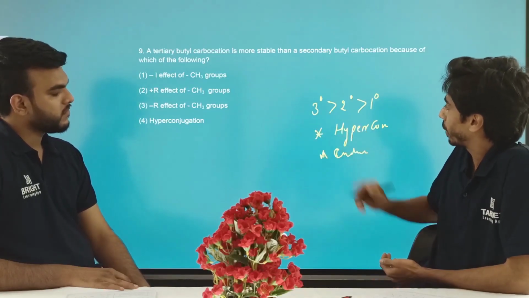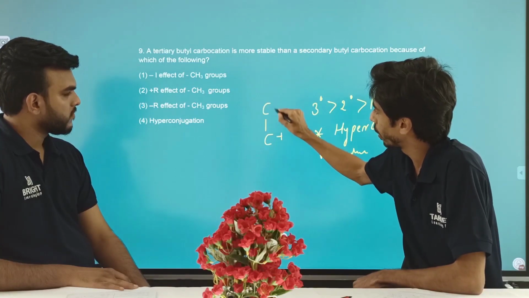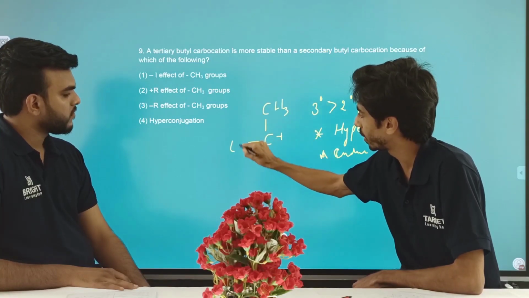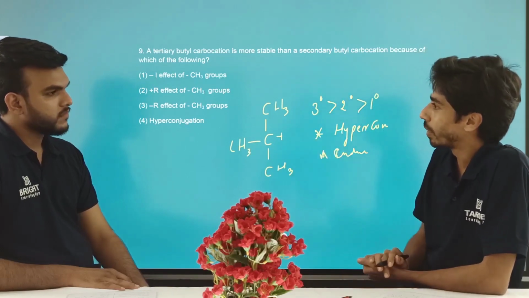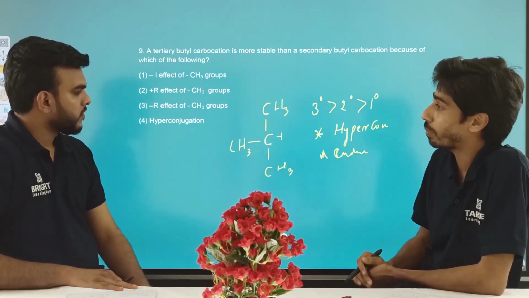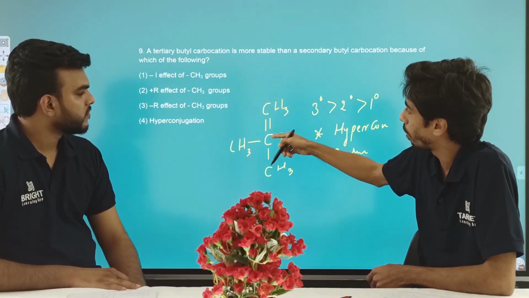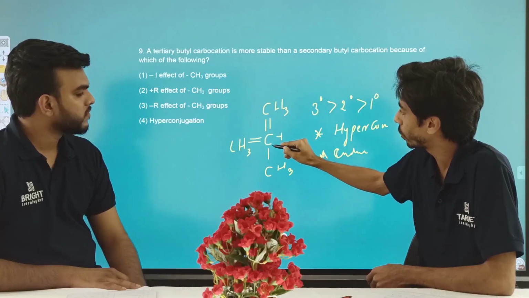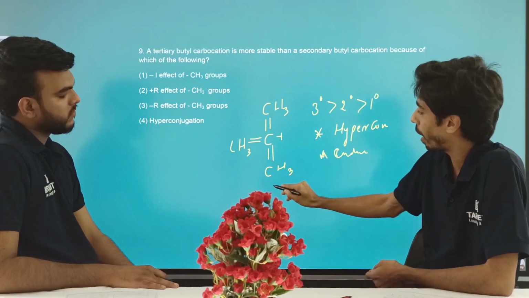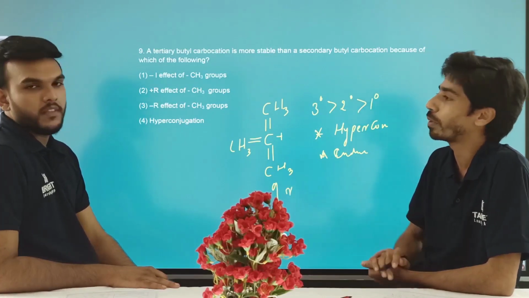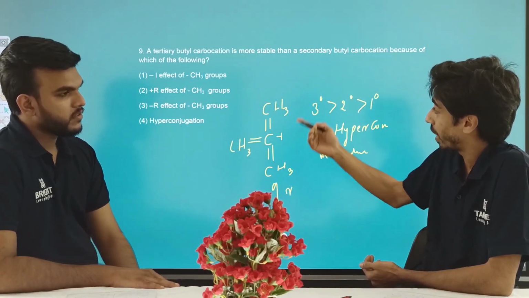In hyperconjugation, if you take a carbocation, C plus, with CH3 groups, this is a tertiary carbocation. It is also known as sacrificial conjugation. Here we have a total of 9 hydrogen atoms which are able to sacrifice, so you'll have double bonds at different locations. In the tertiary carbocation, a total of 9 resonating structures are possible, since it contains 3 CH3 groups.